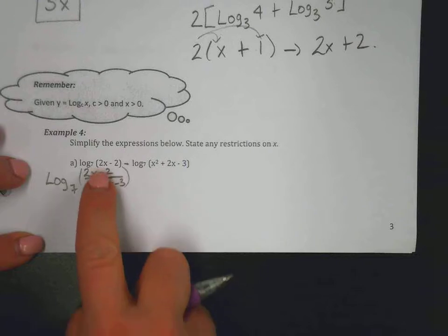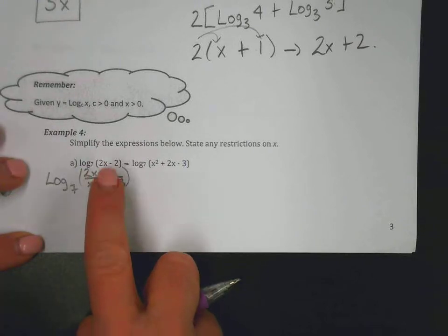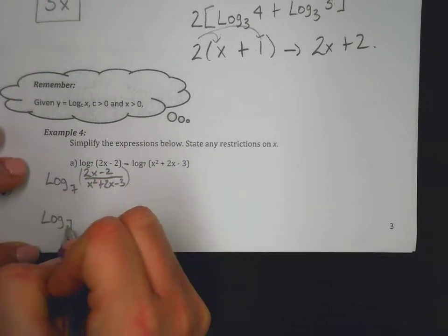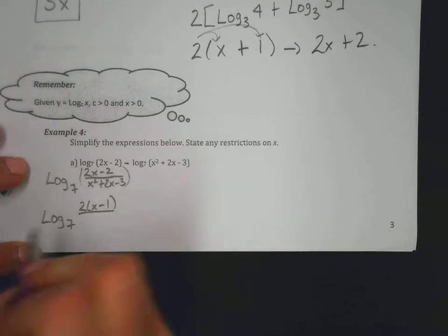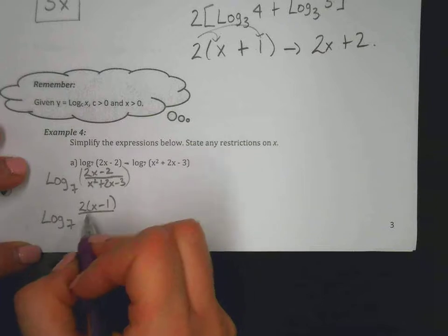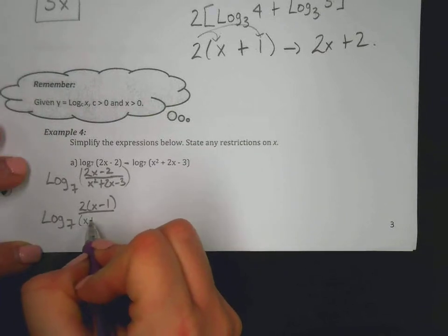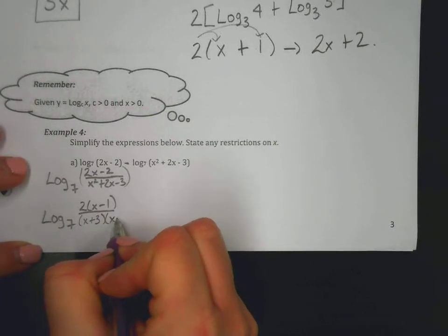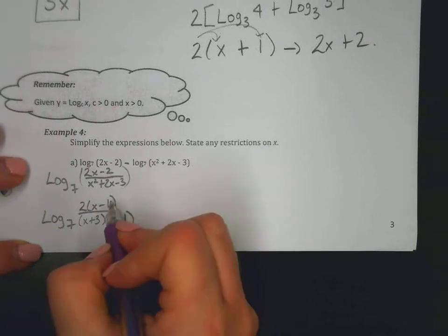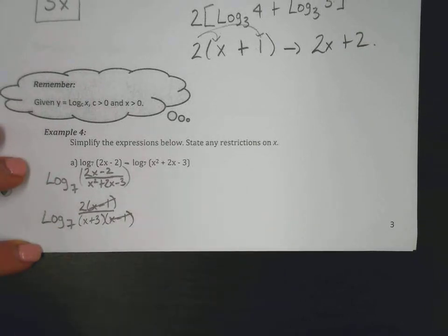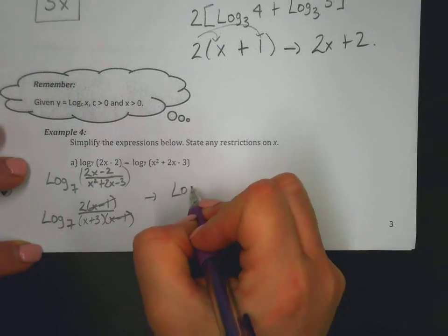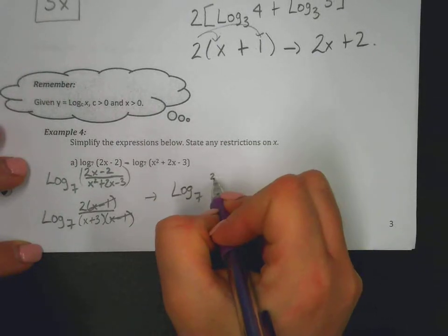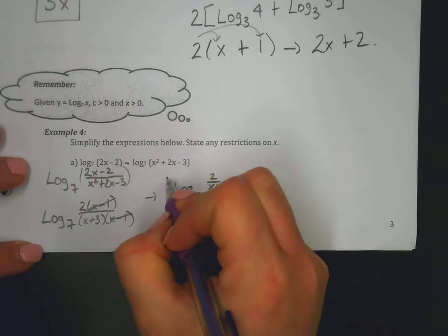How do I simplify this? Well, thinking back to our rational expressions unit from Math 20, I'd want to factor the numerator and denominator. So I'm going to factor out a 2. In my denominator, I can factor this to be x plus 3 and x minus 1. Those are going to cancel. So my simplified expression would be log base 7 of 2 over x plus 3.